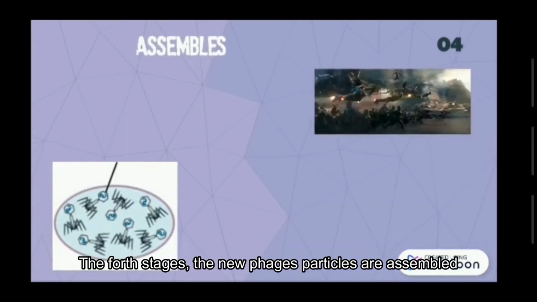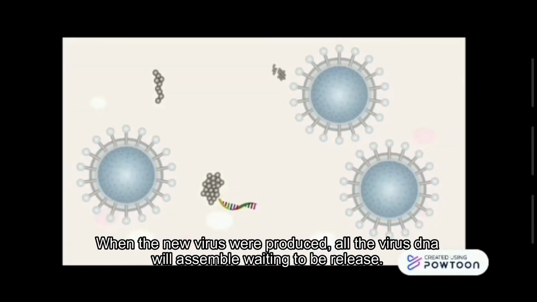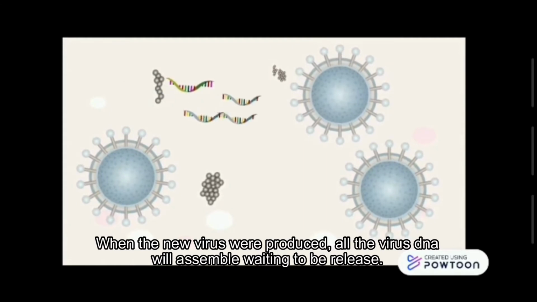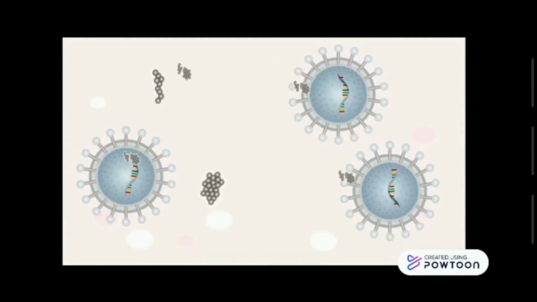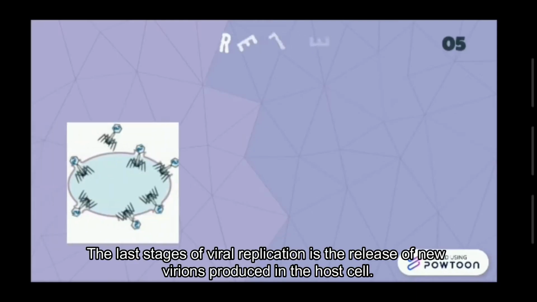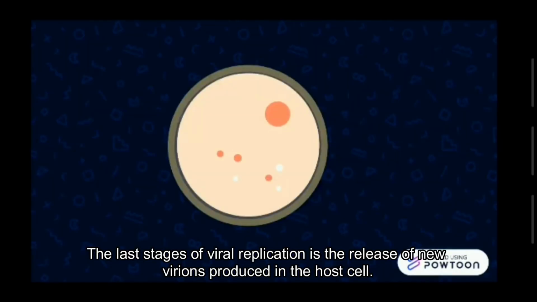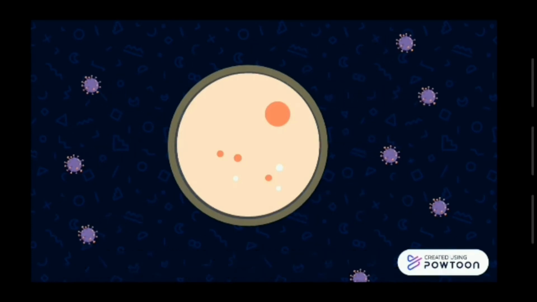In the fourth stage, the new phage particles are assembled. When the new viruses are produced, all the virus DNA will assemble, waiting to be released. The last stage of viral replication is the release of new virions produced in the host cell. It happens when tension begins to develop in the cell, then the cell bursts and affects new host cells.